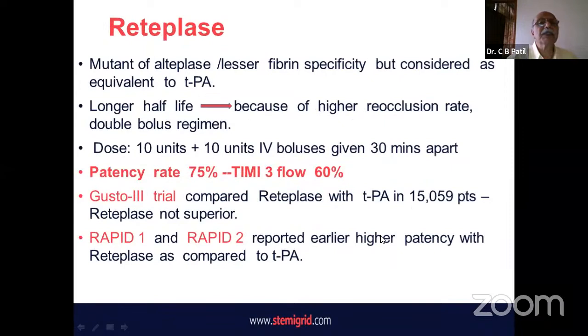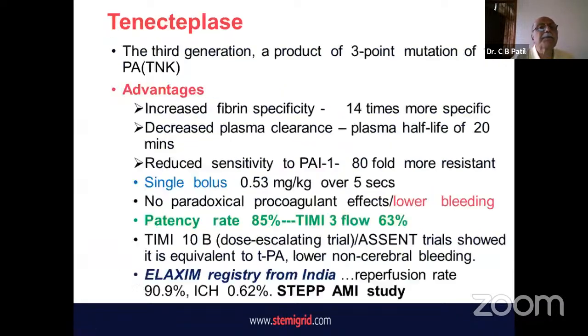And reteplase is a mutant of alteplase, lesser fibrin specificity but considered equivalent to tPA, longer half-life, and because of higher recurrence rate, a double bolus regimen is preferred. Dose is 10 units followed by another 10 units to be given 30 minutes apart. Patency rate is 75% and TIMI-3 flow is 60%. The GUSTO-3 trial compared reteplase with tPA in 15,000 patients. Reteplase is not superior, but it is almost equally efficient. RAPID-1 and RAPID-2 reported earlier higher patency with reteplase as compared to tPA.